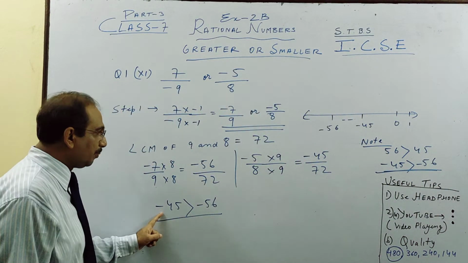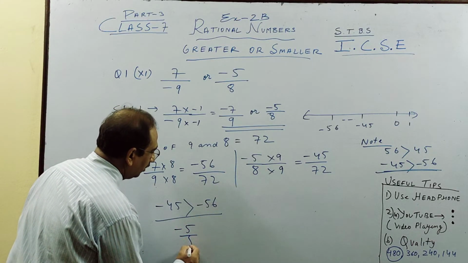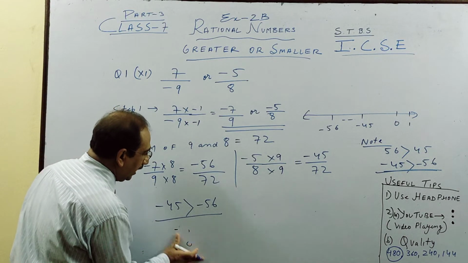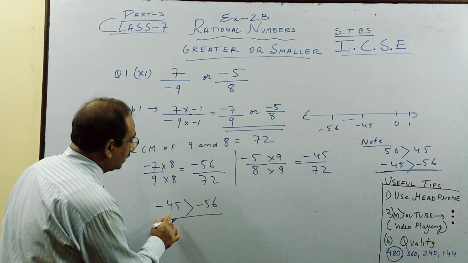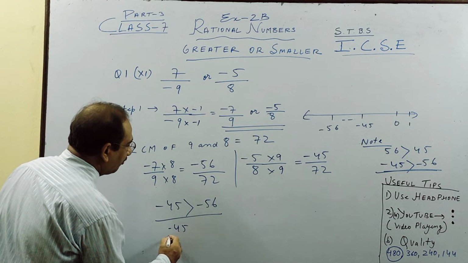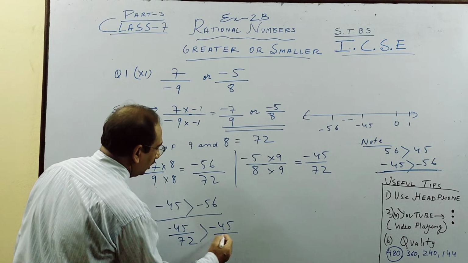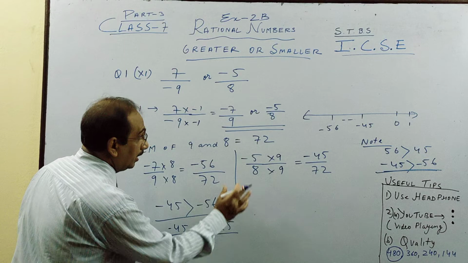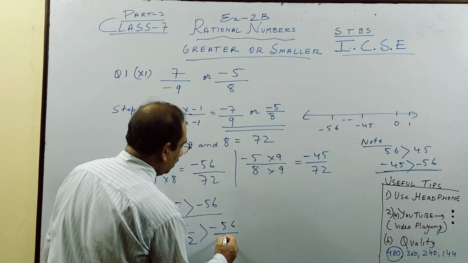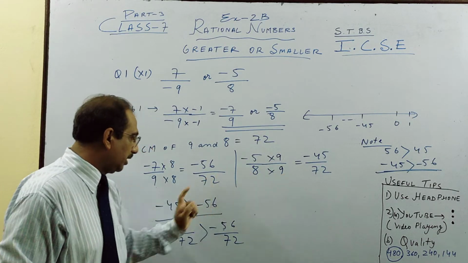So this represents which fraction? -5 by 8, which is -45. So this way I'll write the next step. This represents -45 is greater than this. Therefore, -45 by 72 is greater than -56 by 72. This is bigger than this.